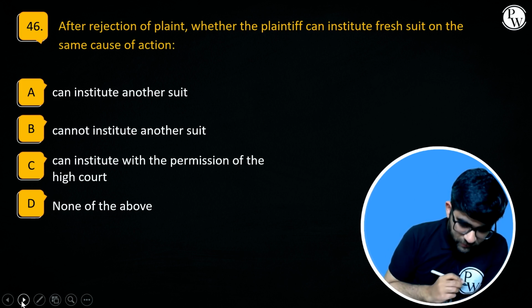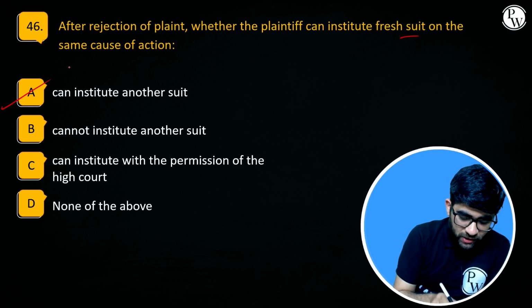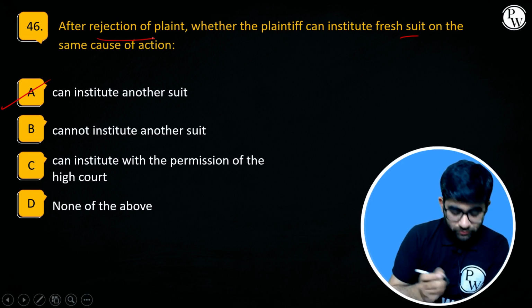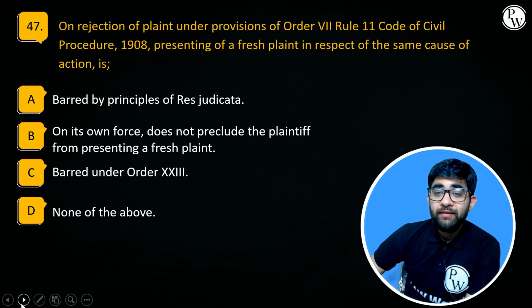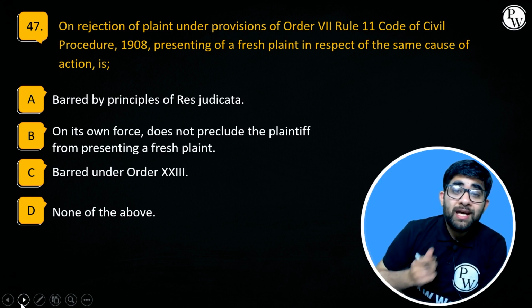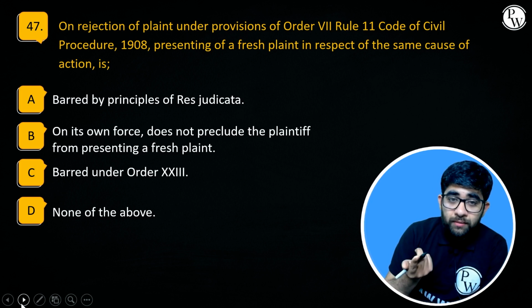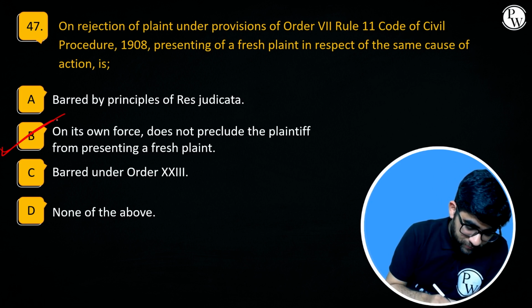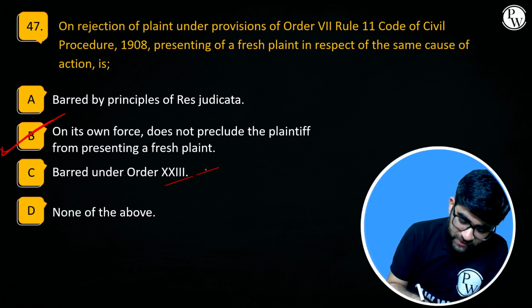Next is, after rejection of plaint, whether the plaintiff can institute a fresh suit on the same cause of action. Yes, since it is technical. On rejection of plaint under provisions of 711 Code of Civil Procedure 1908, presenting of a fresh plaint in respect of the same cause of action is barred by the principle of res judicata. Barred on its own force does not preclude the plaintiff from presenting a. Again, this is correct. Barred under Order 23, none of the above. 23 is compromise.